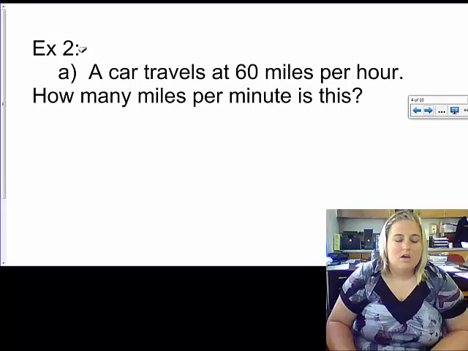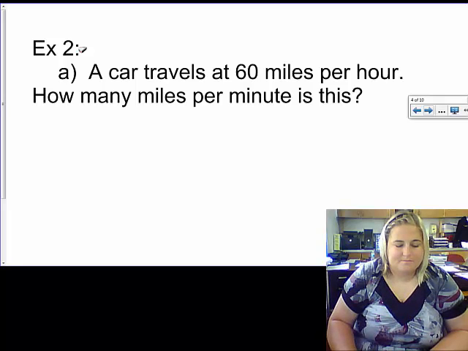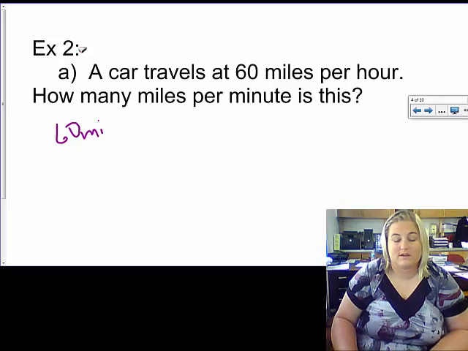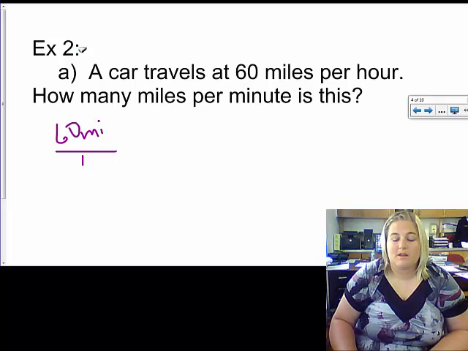Example 2, car travels at 60 miles per hour. How many miles per minute is this? We've already been practicing these sorts of things. If we have 60 miles per hour means 1 hour. The fraction bar means per for us here. We want to know how many miles per minute this is. Well, we don't want to change miles, we want to change hours.